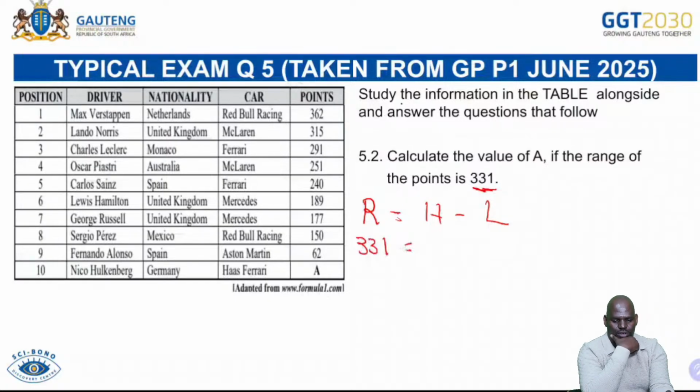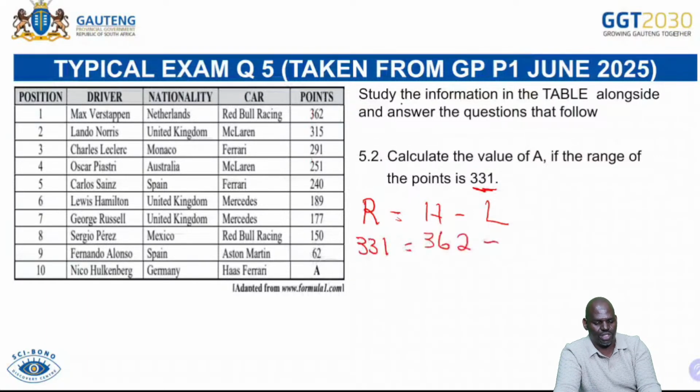Now for this one, if we look at the information that is given, you can see that the points have already been arranged from the highest to the lowest. So it simply means A is the lowest value. So in other words, the highest value will be 362, and then we subtract A.